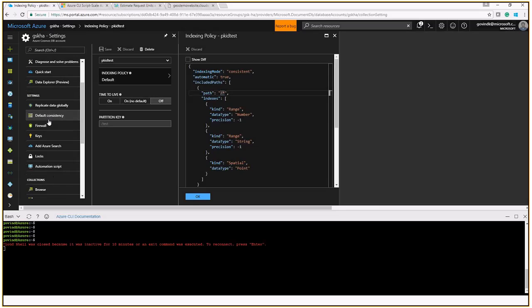Now, what about the security, right? By default, all the data in the Cosmos DB platform is encrypted at rest. Okay, and when you connect to the Cosmos DB endpoint, it is on a TLS endpoint.